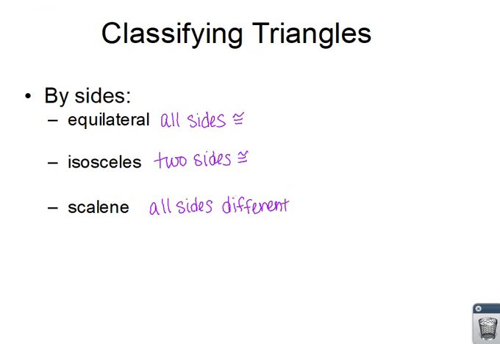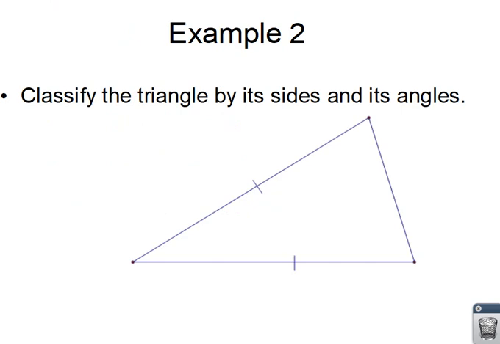So let's look at this. Classify the triangle by its sides and by its angles. By sides, it has these marks. These marks mean that those sides are congruent. So it has two congruent sides, so it's isosceles. And in order to be isosceles, it has to have two congruent angles as well. These all look acute, so by angles, it would be acute.